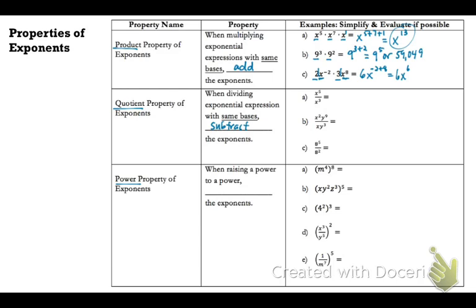Now the way that I do it is I take the larger exponent minus the smaller, and wherever the larger exponent term started, that's where your term ends up. So x to the 5th divided by x to the 3rd. X to the 5th, so 5 minus 3.